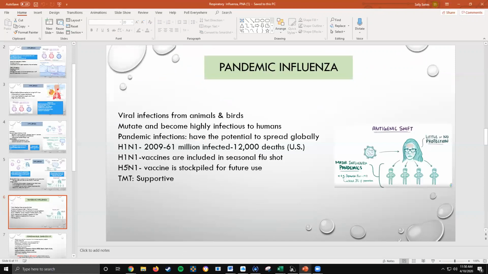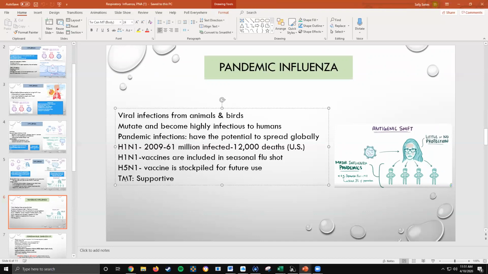So let's take a look at some of our pandemic flus. So we have had H1N1 in 2009. And to put it into perspective, in the US alone, 61 million people were infected and 12,000 died. Our H1N1 now, because we have a vaccine for it, is actually included in our seasonal flu shot. So when you get your seasonal flu shot, you actually also get H1N1 included in that.